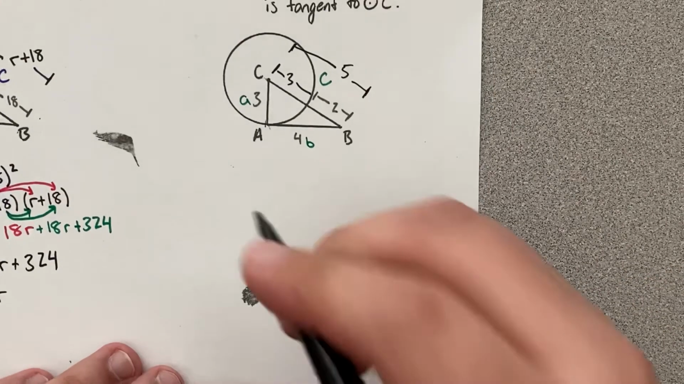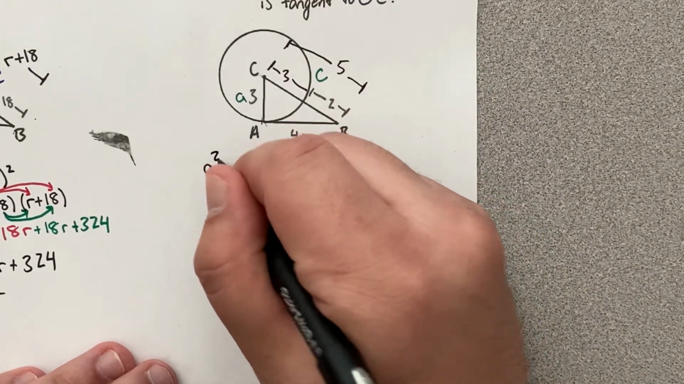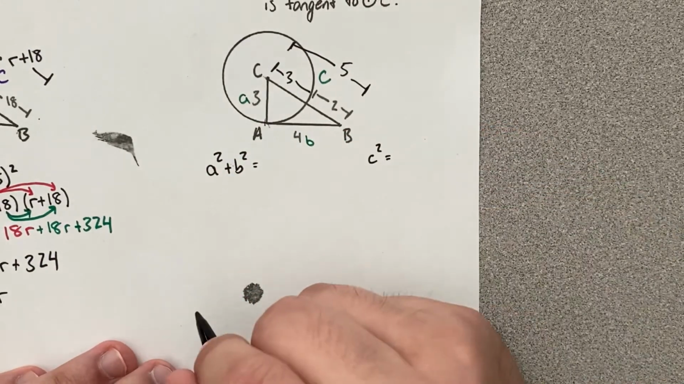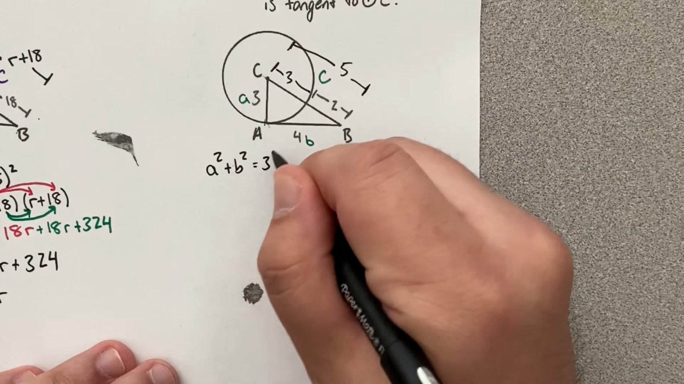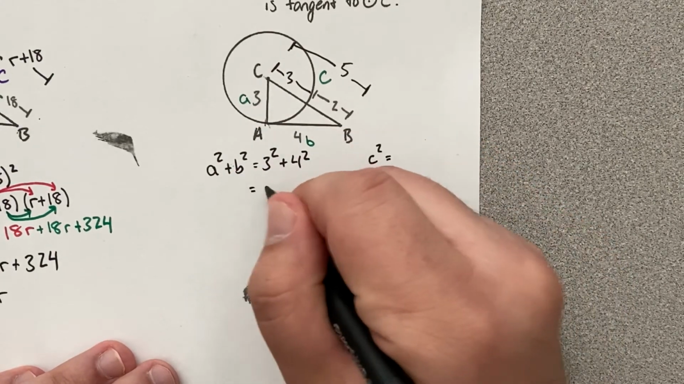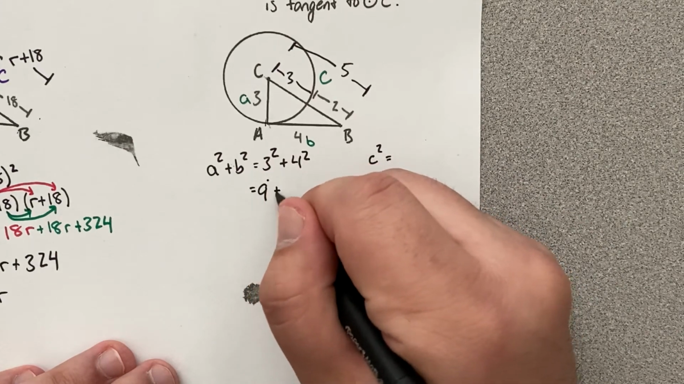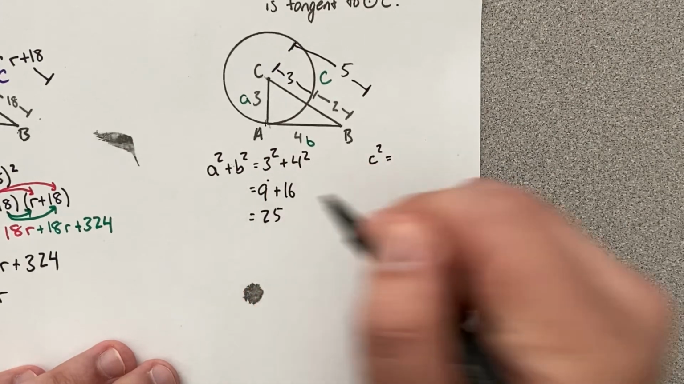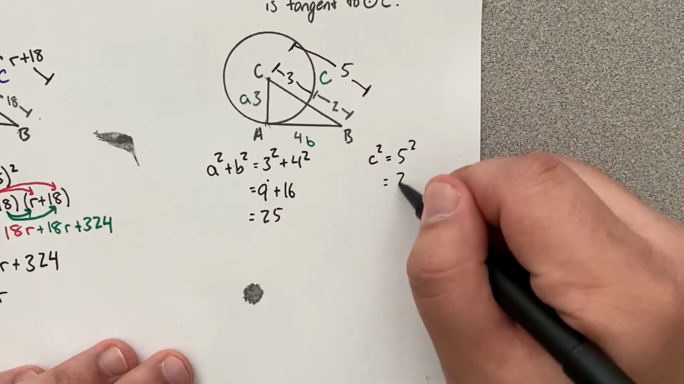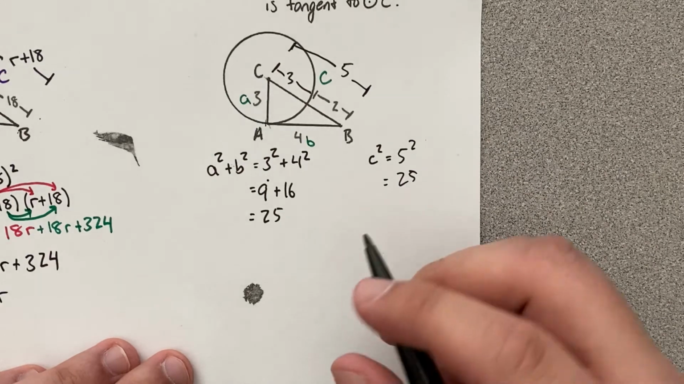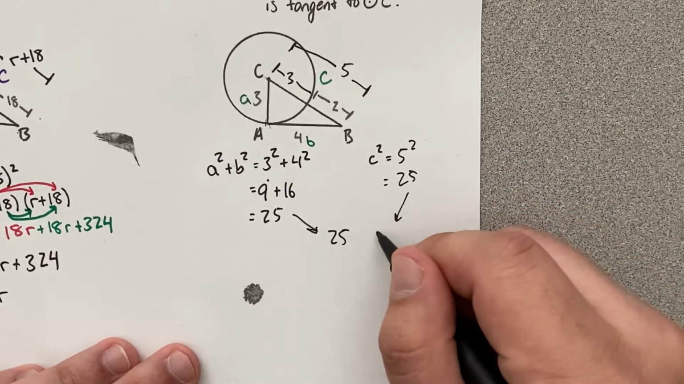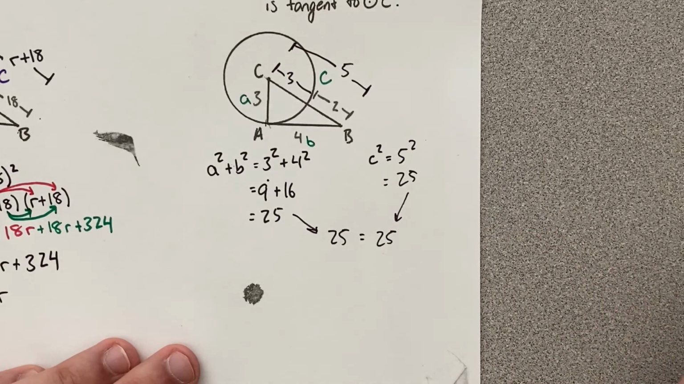Now, using our Pythagorean inequalities, that's when we compare the values of a squared plus b squared to whatever c squared is. So we could see that a squared is 3 squared, b squared is 4 squared. That's 9 plus 16 equals 25. c squared is just 5 squared, which gives me 25. When we look at this then, we can see that 25 and this 25 are exactly the same value.